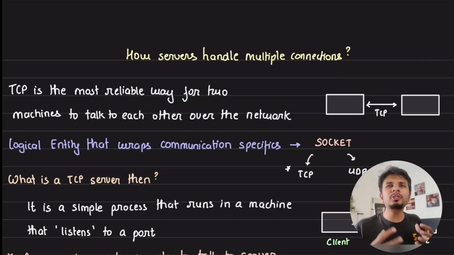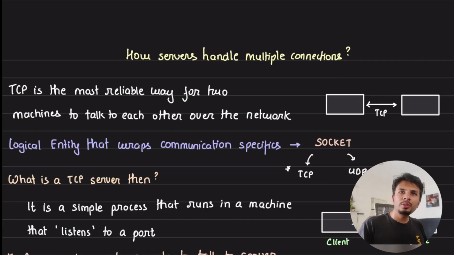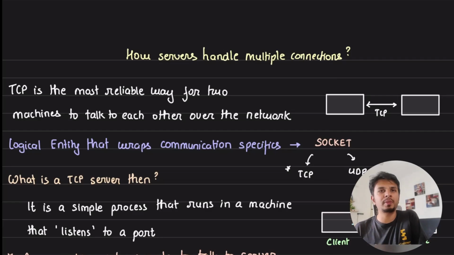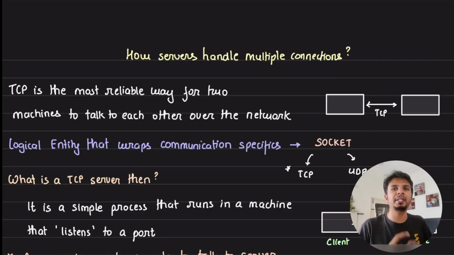So TCP is the most reliable way for two machines to talk to each other over the network. The real question is, how is one web server able to handle and serve multiple TCP connections? In this video, let's understand this by building our own server from scratch using raw sockets. While doing so, we will understand system calls, socket programming, their limitations, and then tune our approaches to handle multiple requests at once. So let's jump right into it.